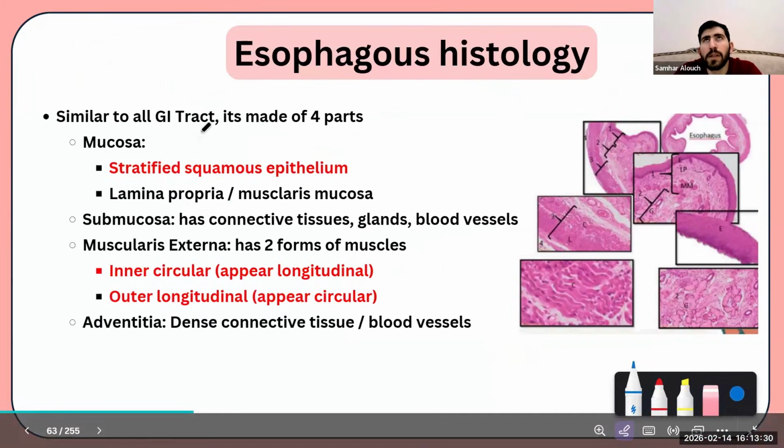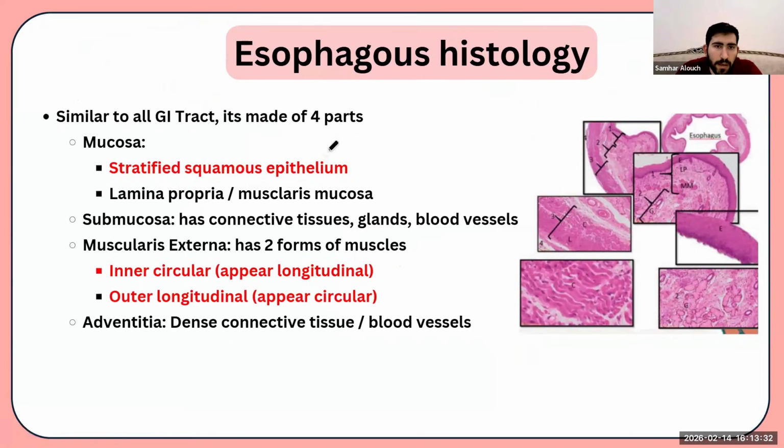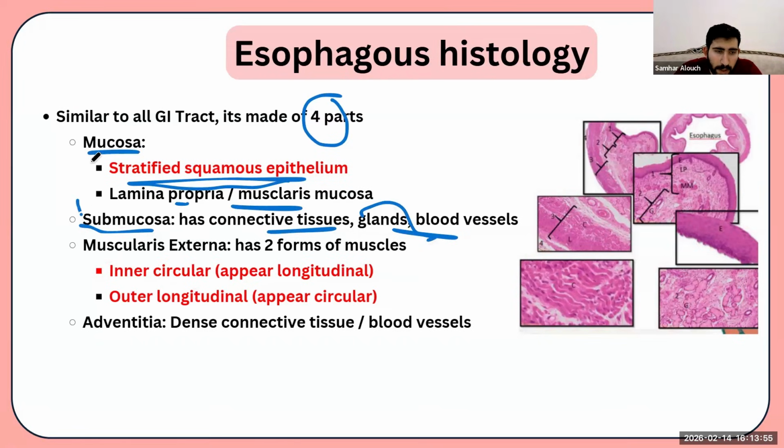It's like all other parts of the GI tract, made of 4 parts. First is the mucosa. And what's the epithelium? Stratified squamous epithelium. Okay, and all of them non-keratinized, by the way, except the filiform, that's keratinized. Everything else is not keratinized. And then it has lamina propria, muscularis mucosa, and so on. Then we have the submucosa. It has connective tissue, glands, and so on. And see the glands are in the submucosa, not the mucosa.